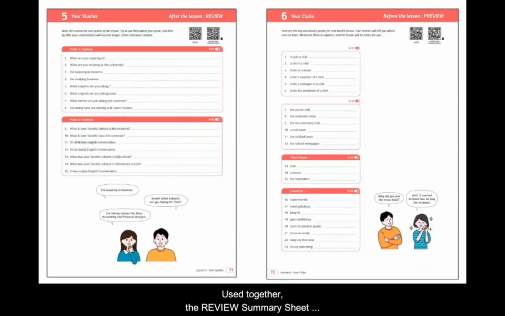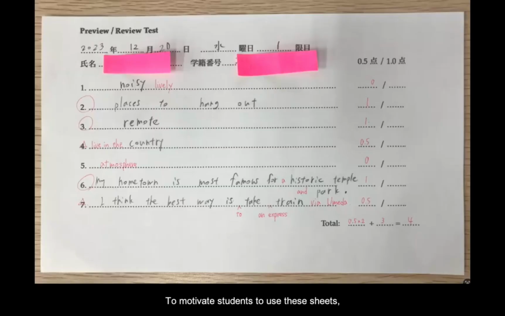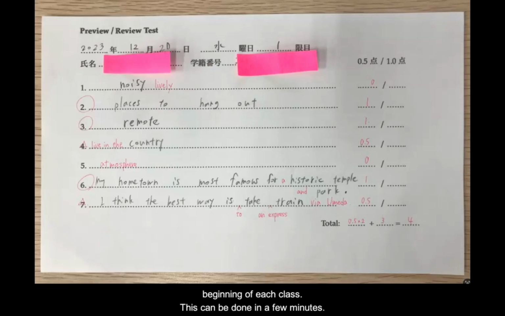Used together, the review summary sheet of the previous lesson and the preview summary sheet of the next lesson are powerful tools to encourage students to do some meaningful study between classes. To motivate students to use these sheets, a simple technique is to give a short written test at the beginning of each class. This can be done in a few minutes.